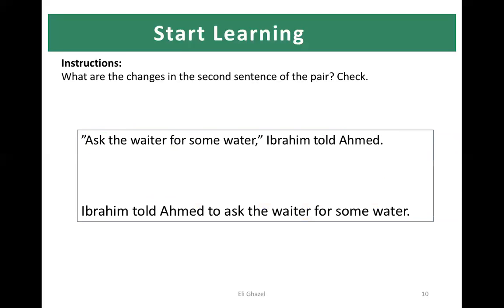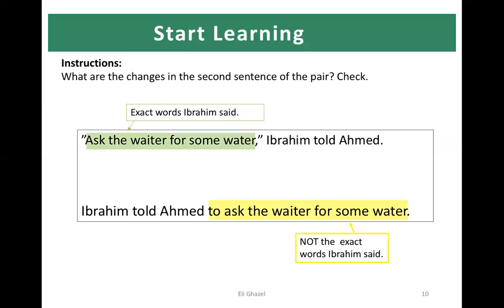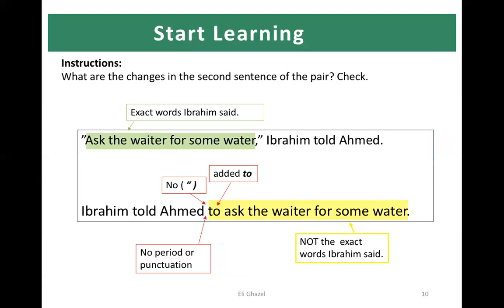And the last one: "Ask the waiter for some water," Ibrahim told Ahmed. So what are Ibrahim's exact words? Ask the waiter for some water. And how did we report it? To ask the waiter for some water, and those are not the exact words Ibrahim said. We also noticed no punctuation mark, no quotation marks. We also added the word "to" before ask the waiter for some water, and no punctuation marks at the end. So now we notice what is going on.